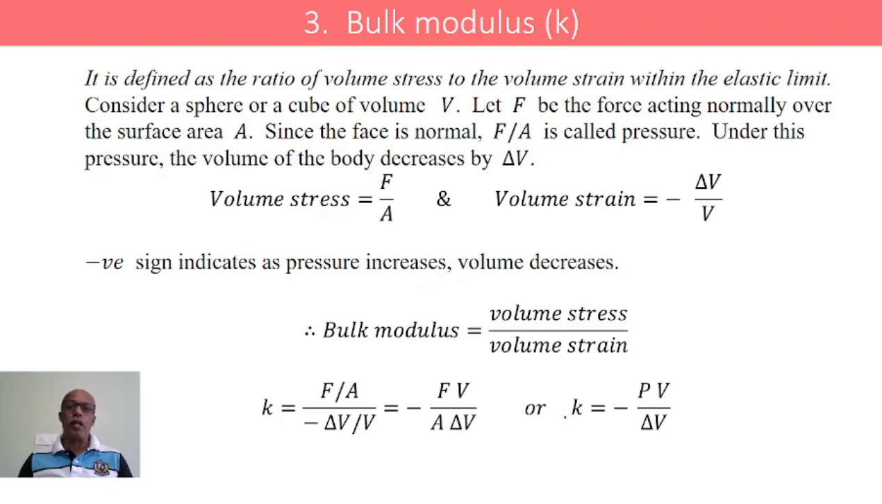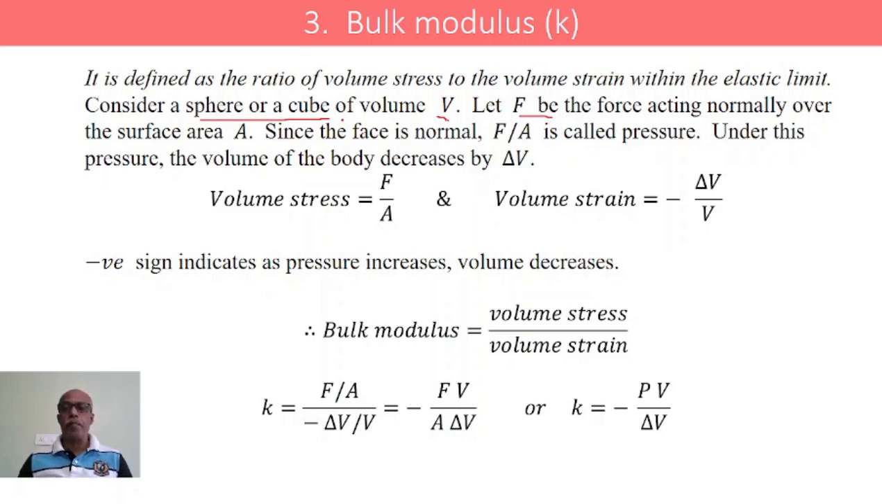Now coming to the bulk modulus, represented by the symbol kappa. The bulk modulus is defined as the ratio of volume stress to the volume strain within the elastic limit. In order to study bulk modulus, we consider either a cube or a sphere having a volume V. We now consider a force F acting normally all over the surface of either the sphere or cube.